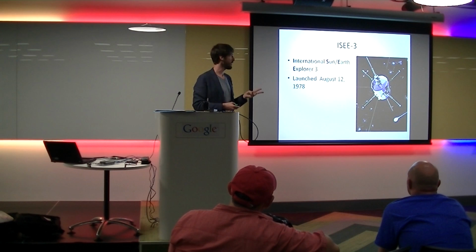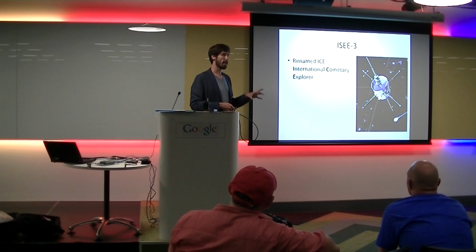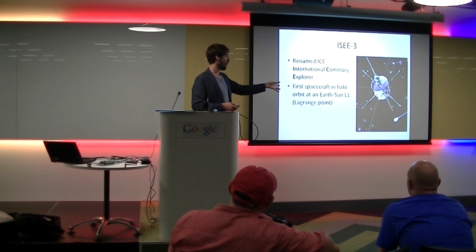It was put into a heliocentric orbit after it finished its mission. But it was initially designed to study the interaction between the solar wind and the Earth's magnetic field. So it had a whole bunch of science instruments on board to measure this sort of stuff. It was later renamed ICE, and it was the first spacecraft for a couple of different things. The first one to be put into the Earth-Sun L1 Lagrange point, which is a special gravitational point between the Earth and the Sun that's stable, and as the Earth rotates around the Sun, it sort of drags it along with it. NASA hadn't experimented with it, so this was the first there.